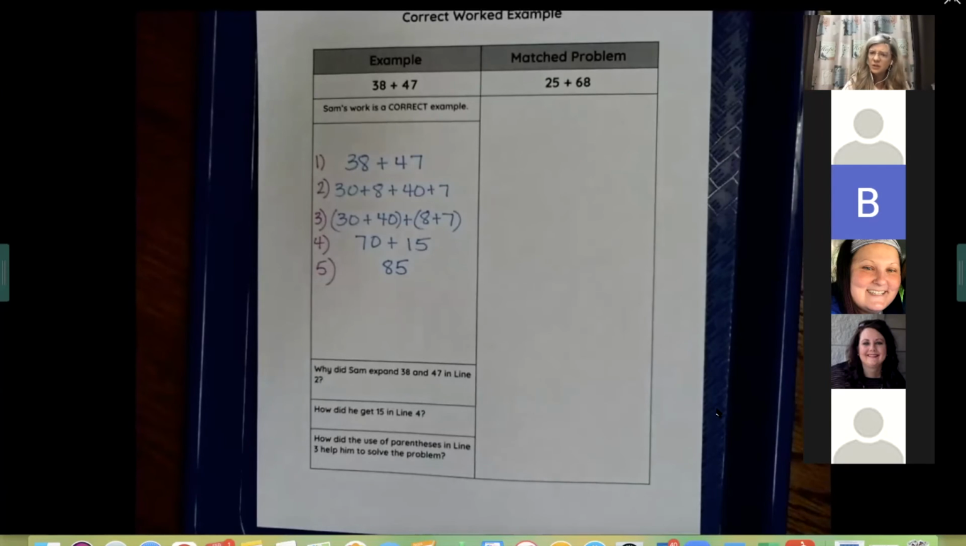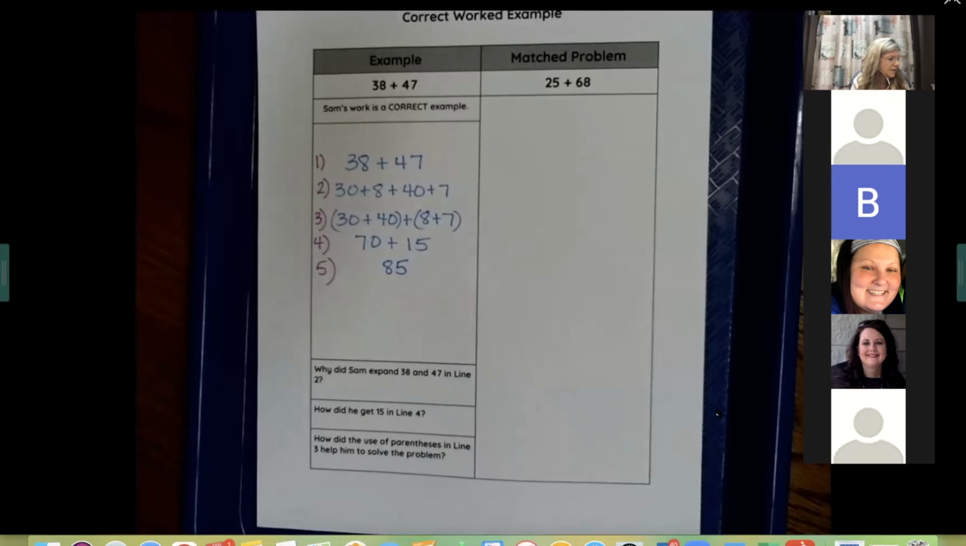Okay, I appreciate that, Brandon. That's fine. But if the kids have already talked about expanding numbers and they understand that we're looking at 10s and 1s, then hopefully they would know that we expanded 38 and 47 so that in the next step we could put our 10s together and then our 1s together. That's what I'm looking for, and this is something I would have worked on with my kids prior to this.